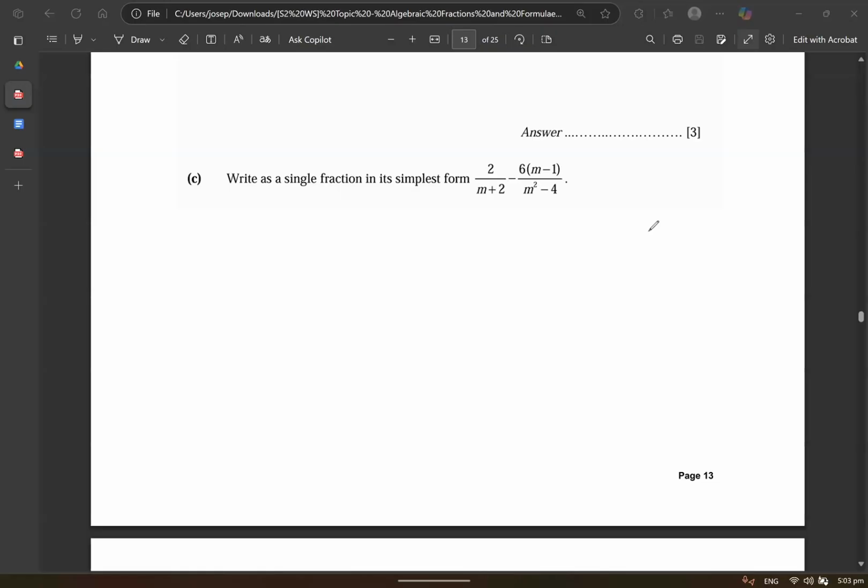Now in this question, you can see 2 over m plus 2 minus 6 bracket m minus 1 over m squared minus 4. Now over here, the only thing that you can see that is special identity is this part, right? And we know that this is a squared minus b squared. A squared minus b squared becomes a plus b, a minus b.